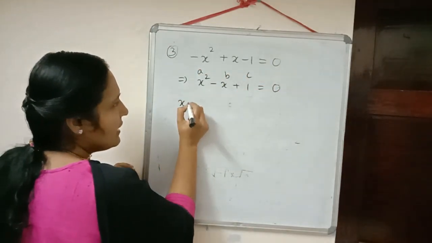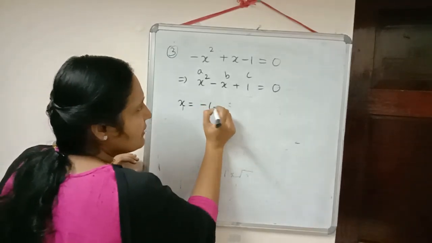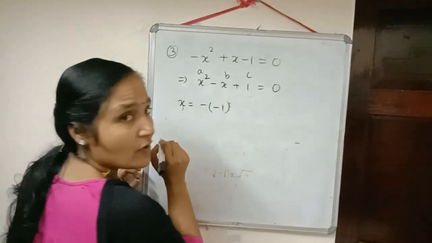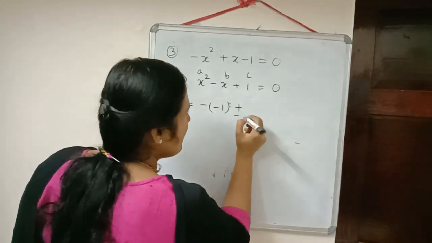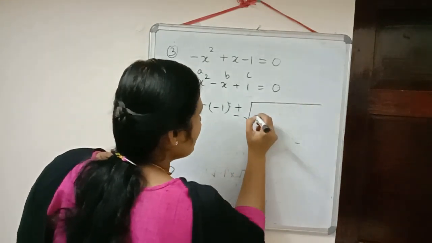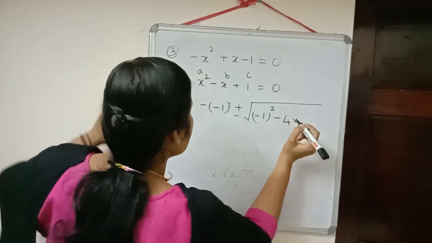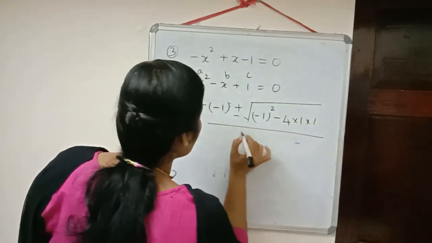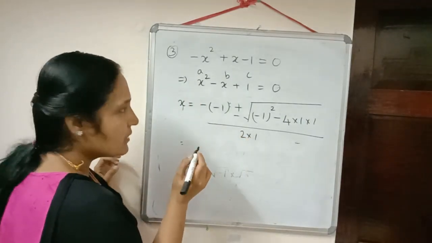Now substitute the value x is equal to minus b. So minus, if nothing is there, what we have? Minus 1. Correct? Why did I write minus 1? Because here the sign is negative. Then plus or minus square root of b square, minus 1 the whole square, minus 4ac, 4 into 1 into 1, by 2a.